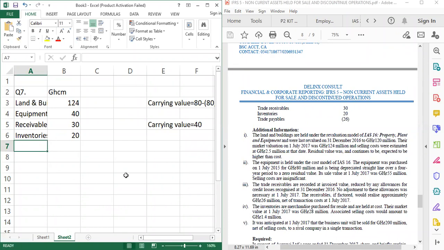Did they say something about payables? No. So that is still the value of the payable. So payables will be, we subtract. We net the liabilities against the asset to know the value of the assets. So this will give us 26. Okay.